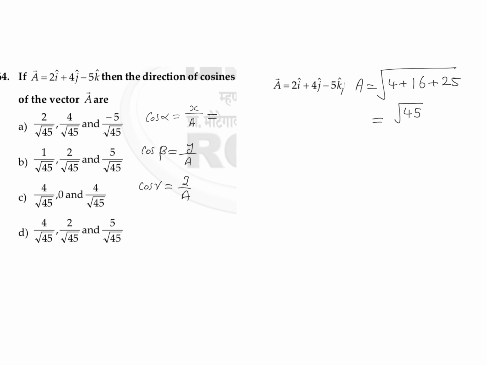So cos alpha is known as its direction cosine along x-axis. So that is x, the value of x is 2 divided by magnitude of A, that is root of 45. Like that you can write its y component is 4 and magnitude is root of 45. So the value of cos gamma is going to be z component, which is minus 5, divided by root of 45.